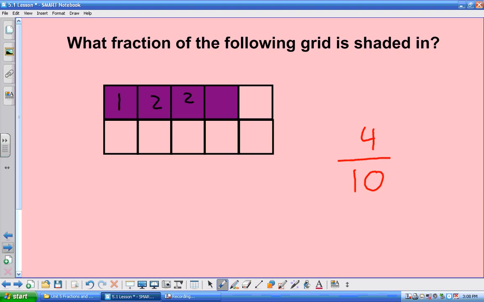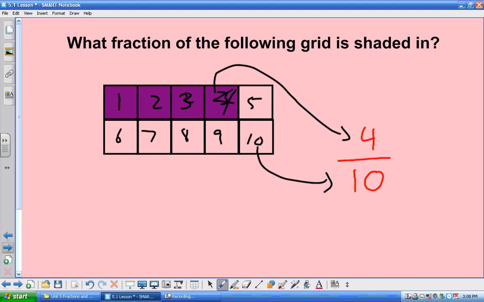No. Un, deux, trois, quatre. 5, 6, 7, 8, 9, 10. No, it's over 10. So is she done right?